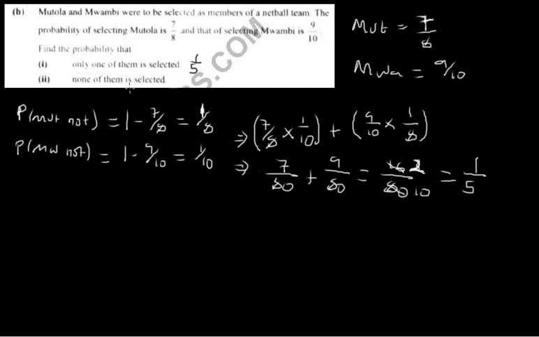It says none of them being selected. So for none of them to be selected, we would simply have these two probabilities being multiplied. So it means this one and that one have not been selected. So we'd have 1 over 8 multiplied by 1 over 10, and this gives us 1 over 80. So the probability of none of them being selected is 1 over 80. We can move on to the next question. So this is question 2.